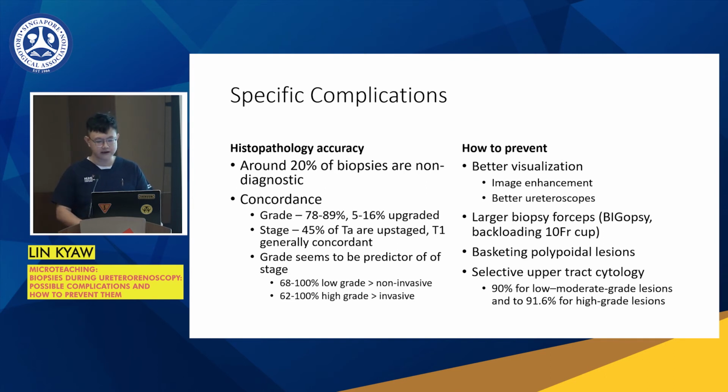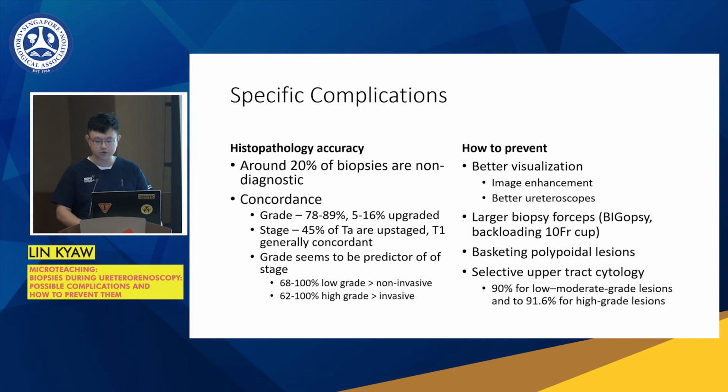So to prevent this issue, or rather to try and optimize the accuracy of the biopsy, first, we will need a good visualization of where the lesion is. It doesn't make sense if you go and biopsy the normal ureter and it comes out as non-diagnostic or normal. So good visualization can be achieved with image enhancements, such as narrowband imaging, and the use of better high-definition ureteroscopes.